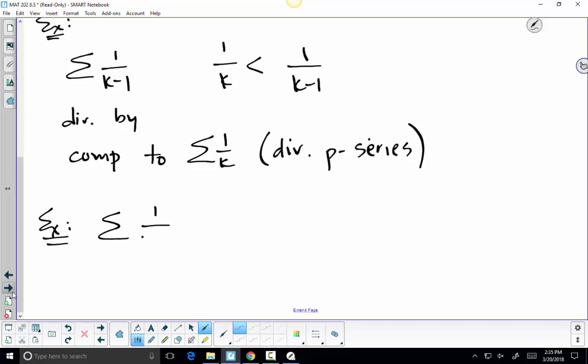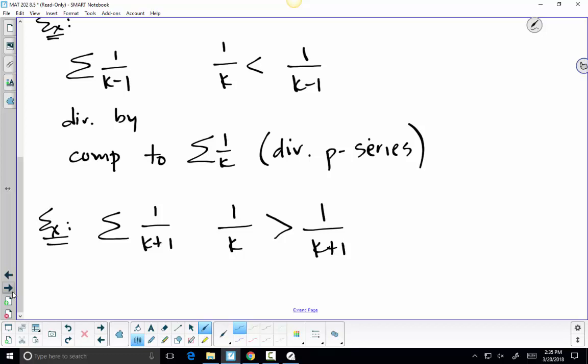But what about if we did this? Series 1 over k plus 1. Obviously, it's got to diverge. But let's try to establish our inequality. Huh. This denominator is bigger, so that fraction is smaller. So that doesn't work. Here we have the bigger series diverges, so it doesn't tell us anything about a smaller series. If the bigger one diverges, the smaller one might diverge or might converge.